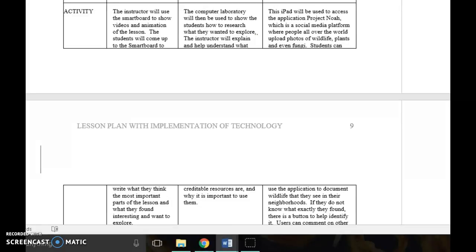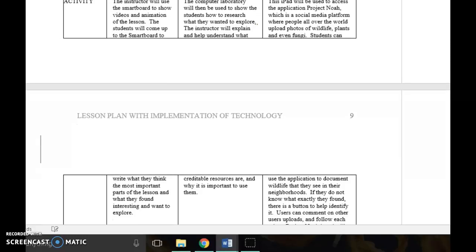The first one being the instructor using the smartboard to show videos and animation of the lesson, and students coming up to the smartboard to write what they think is most important about the lesson that they had learned and what they find most interesting and want to explore about the life cycle of frog.